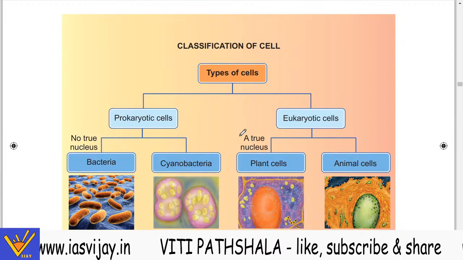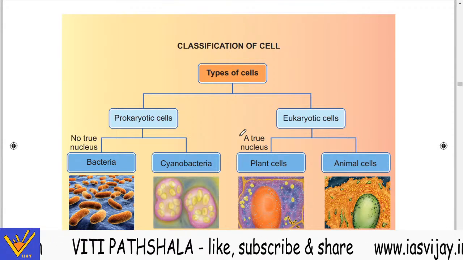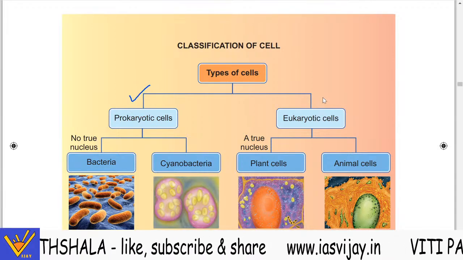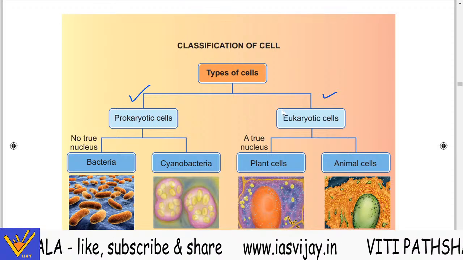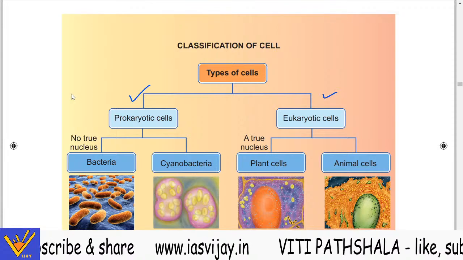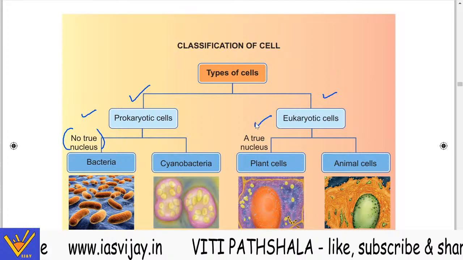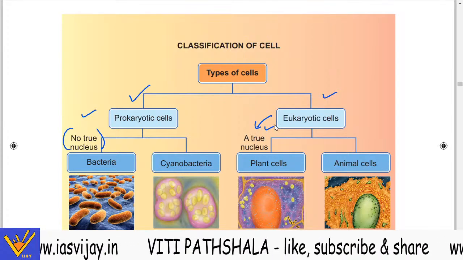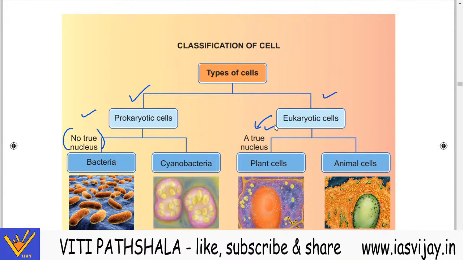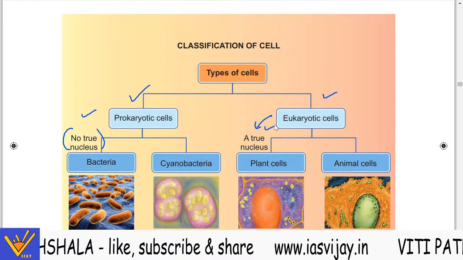So they have classified the cells at the beginning. So types of the cell they have told you. So these are the prokaryotic and eukaryotic cells. So there are two types of the cell. One is prokaryotic and other is eukaryotic. So you will find that there is no true nucleus, and in other one you have a true nucleus. So how they are classified? They are classified on the basis of the nucleus. So one has a true nucleus and the other does not have.